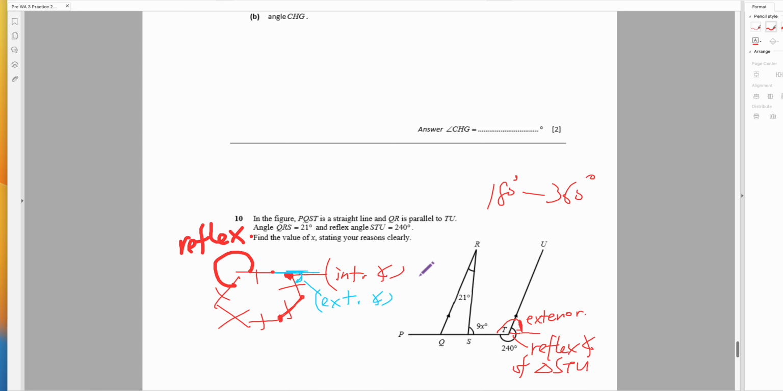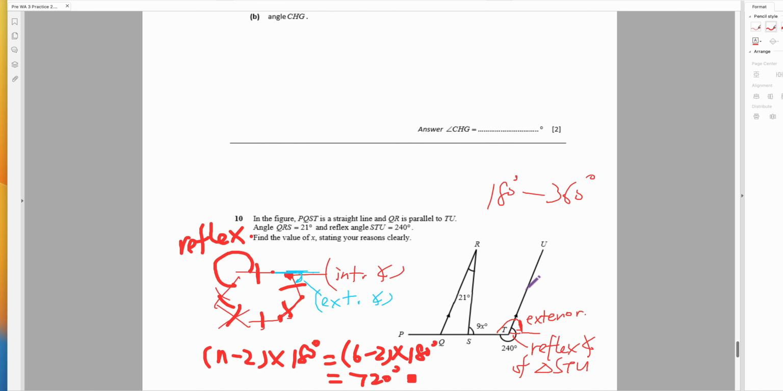There is a formula to find the sum of interior angles of a polygon, which is n minus 2 times 180. You remember? So how many sides here? 1, 2, 3, 4, 5, 6. Good. So it's 6 minus 2, which is 4, times 180. That gives 720. So if they ask you to find one of them, with 6 sides, it is 120.